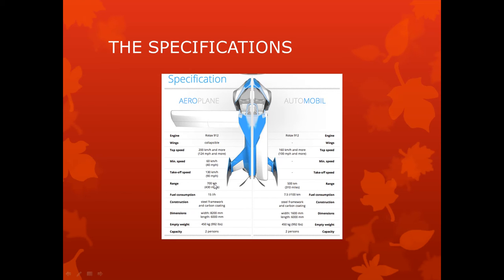It has a range of 700 km. Fuel consumption is 15 liters per hour. It costs a lot of fuel. Construction is steel framework and carbon coating. Dimension, the width is 8,200 mm and the length is 6,000 mm. The maximum weight is 450 kg, and the maximum capacity inside the Aeromobile Flying Car is 2 persons. That is because more persons means heavier, and the Aeromobile Flying Car can't fly.